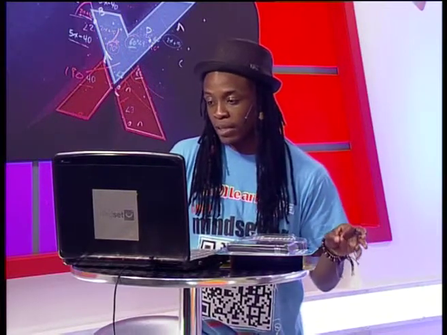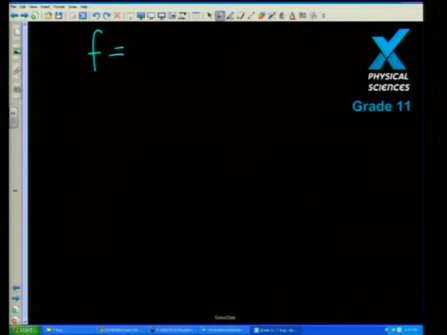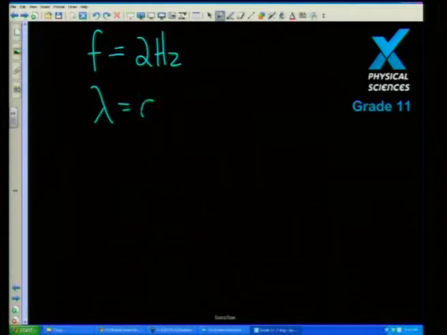The wavelength is 0.4 meters. Calculate the wave speed. Okay, so let's see what he said: waves with a frequency of 2 hertz are generated in a spring. The wavelength is 0.4 meters. Calculate the wave speed. He's stuck on how he could change the formulae.